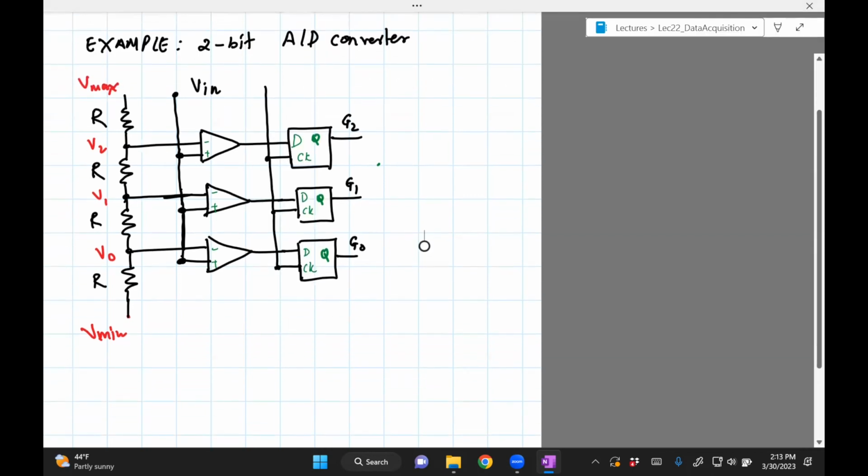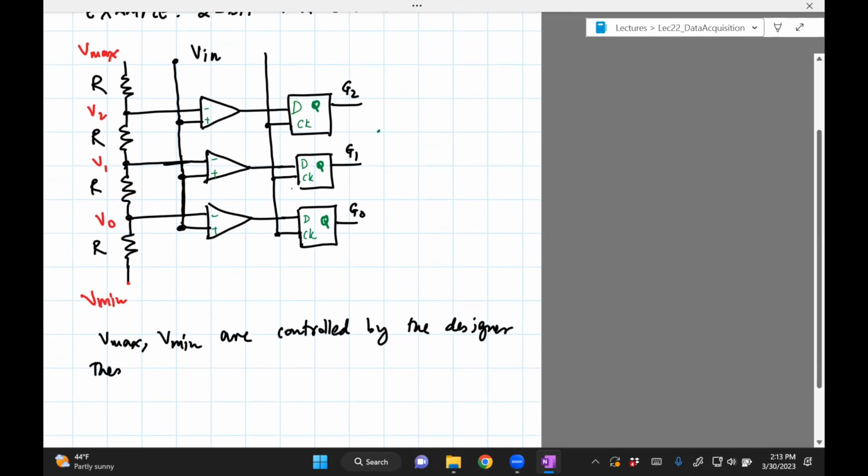Okay, so let's see how this works. Okay, so Vmax and Vmin are controlled by the designer. These are basically set. These are set in advance. That is, you'll connect it to some kind of a power supply, which will supply Vmax, Vmin. They'll be constant voltages. Vin is your input.